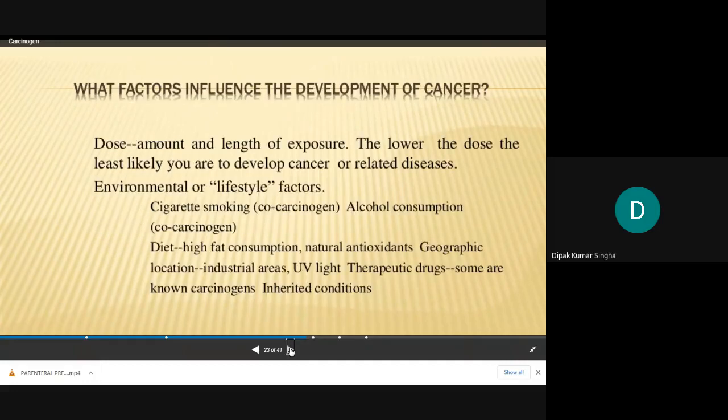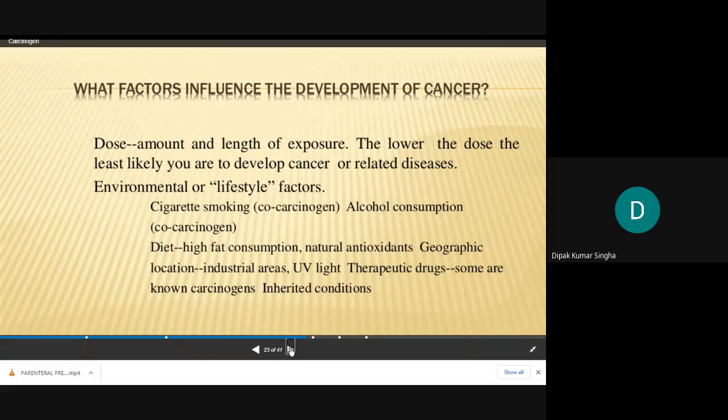So, what factors influence the development of cancers? Obviously, the carcinogen, but how? What is the mechanism? The dose. First of all, the dose, the amount and length of the exposure. Not every exposure to a carcinogen produces cancer. There are certain criteria: the amount and length of exposure. Depending on which amount and what time of exposure, the DNA can be changed or the person can be affected.